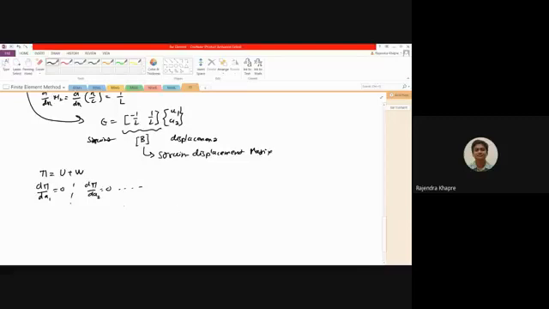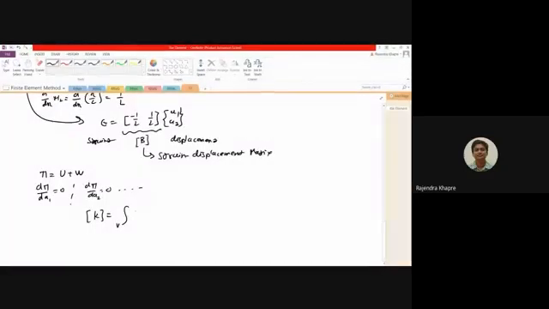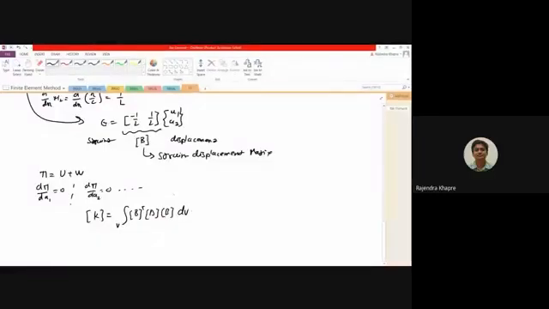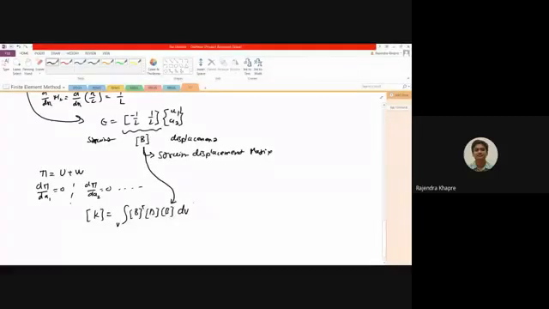In the standard textbook, using this principle of minimum potential energy, this stiffness matrix K is derived by a simple expression, that is integration over the volume V of B transpose into D into B dV. Here this B is nothing but your strain displacement matrix, and your D is nothing but your constitutive matrix.